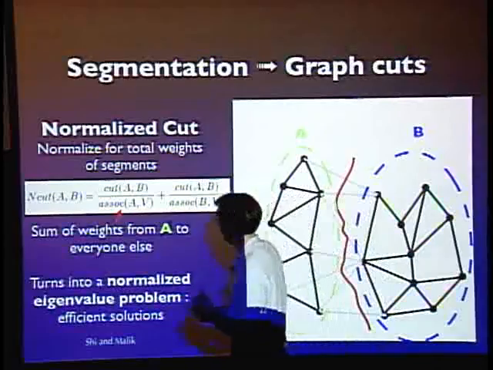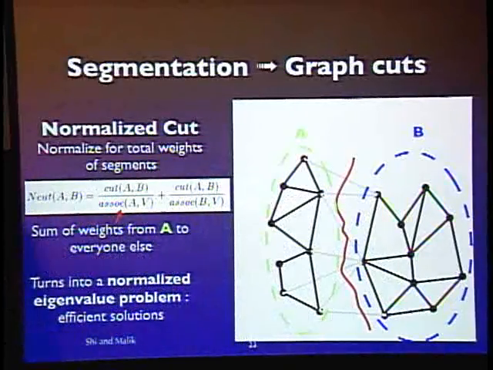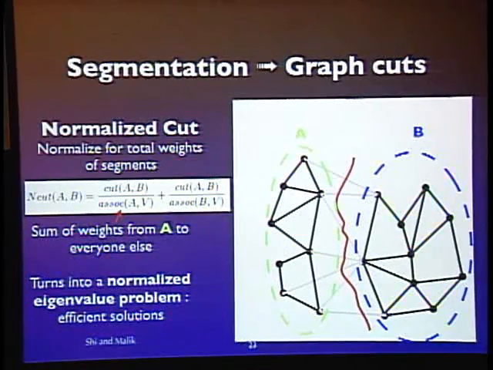And it turns out that if you relax this problem, in other words, try to come up with a numerical solution to it, it turns into an efficient normalized eigenvalue problem. And this was shown in a seminal paper by these two guys, Jianbo Shi and Jitendra Malik at UC Berkeley. And it's one of the kind of classic papers in image processing. So a lot of people do normalized cut for image segmentation for this reason, that it can be solved efficiently.